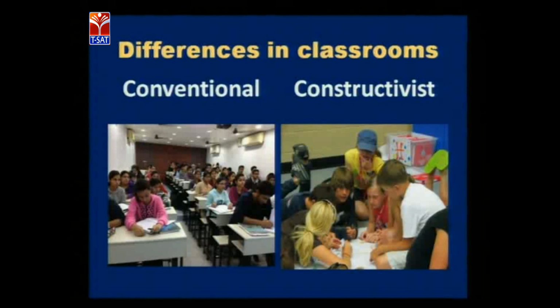The differences between the conventional classroom and the constructivist classroom. You can easily understand. The children are sitting in the conventional classroom. You can see the children sitting fixedly at one place in their benches, and the teacher is standing in the front. So the teacher explains, children receive, note down, listen. They are all treated as passive receptors of knowledge.